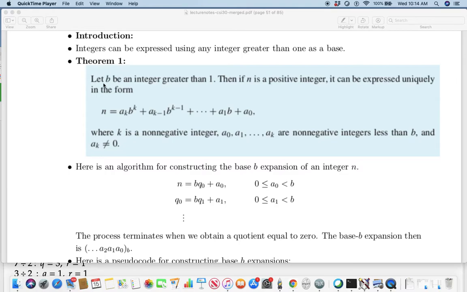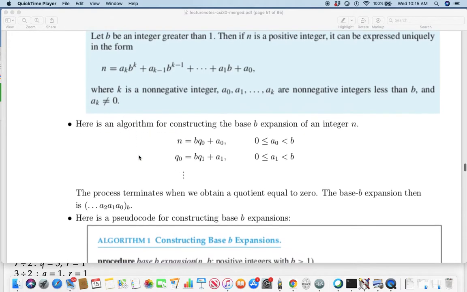So here is the main theorem. Let b be an integer greater than 1. Then if n is a positive integer, it can be expressed uniquely in the form n equals a_k b to the power k plus a_(k-1) b to the power k minus 1, and so on, plus a_1 b to the first power plus a_0 b to the 0th power, where k is a non-negative integer, a_0 through a_k, these coefficients, are non-negative integers less than b, and a_k, the leading coefficient, is non-zero.